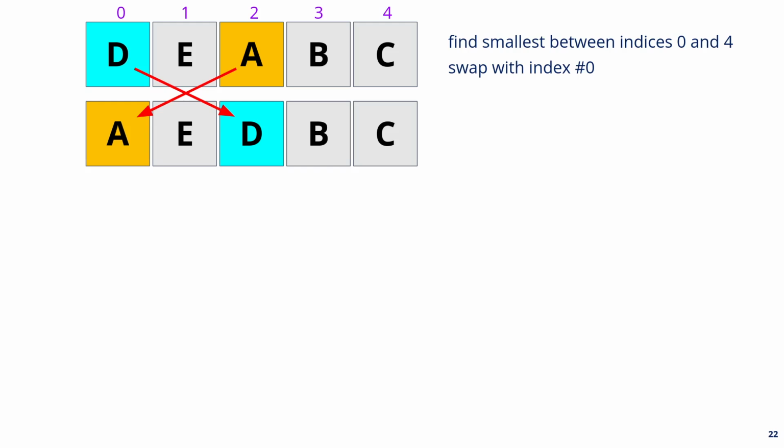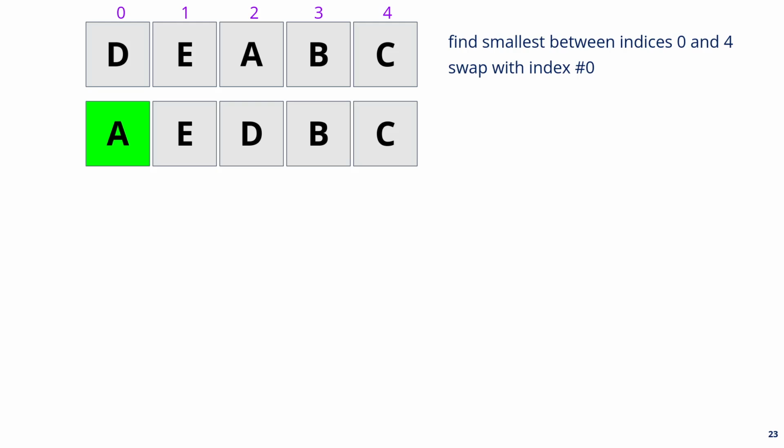I, which is first, starts at 0, so initially I is 0. Actually, let me write it this way. First I find the smallest index, starting at index 0. Then I swap what's at element 0 with what's at element 2. So now the A is in the right place.